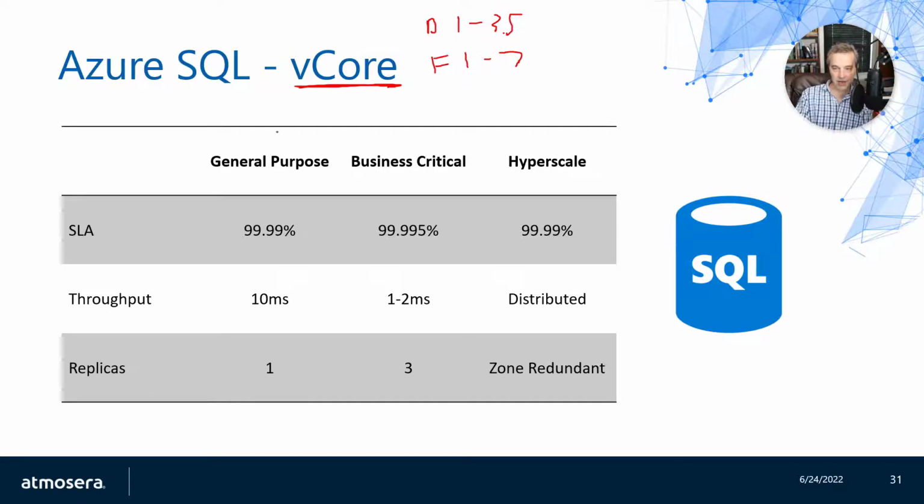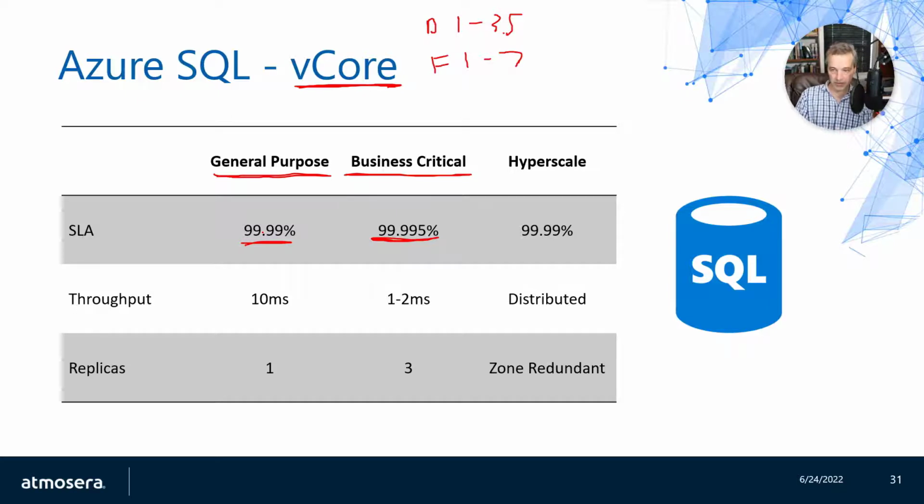Now, the two standard offerings on the vCore model are general purpose and business critical, and the differentiator between these is going to be the SLA and the throughput for the storage. So the SLA for general purpose is 4 nines, and for business critical is 4.5 nines. So it's almost an order of magnitude difference between the SLA between these two. So if you need that extra availability, then you might want to choose business critical, but 4 nines is still really good for any database offering on a cloud service.